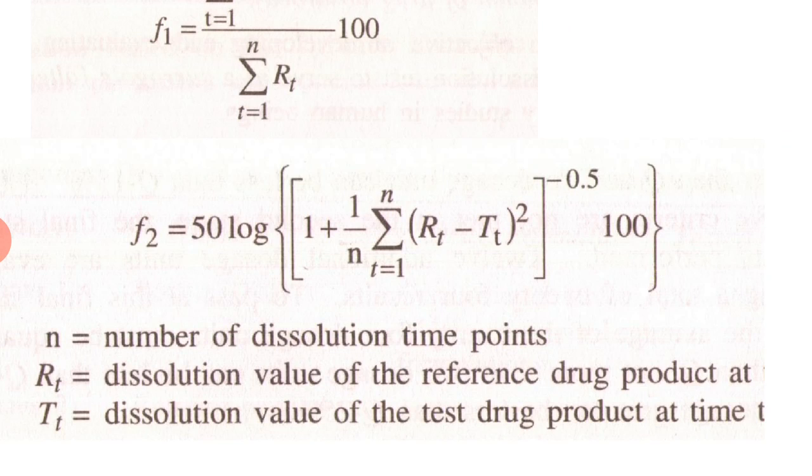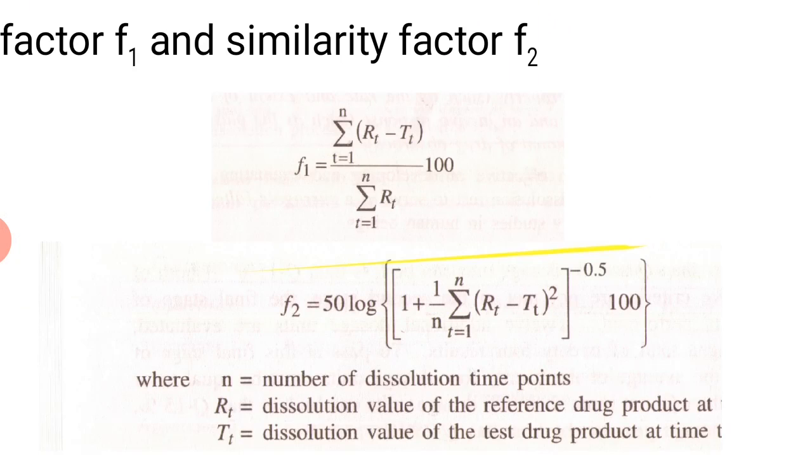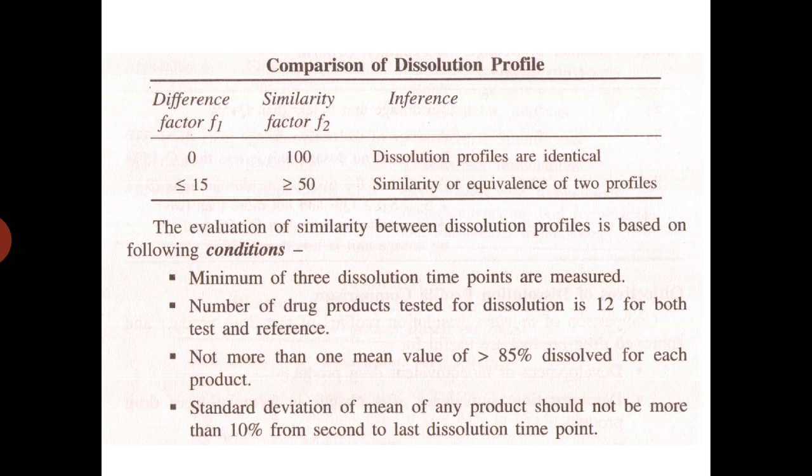Sorry, here n is the number of dissolution time points. Now you have F1 and F2. How do we compare these F1 and F2 now?